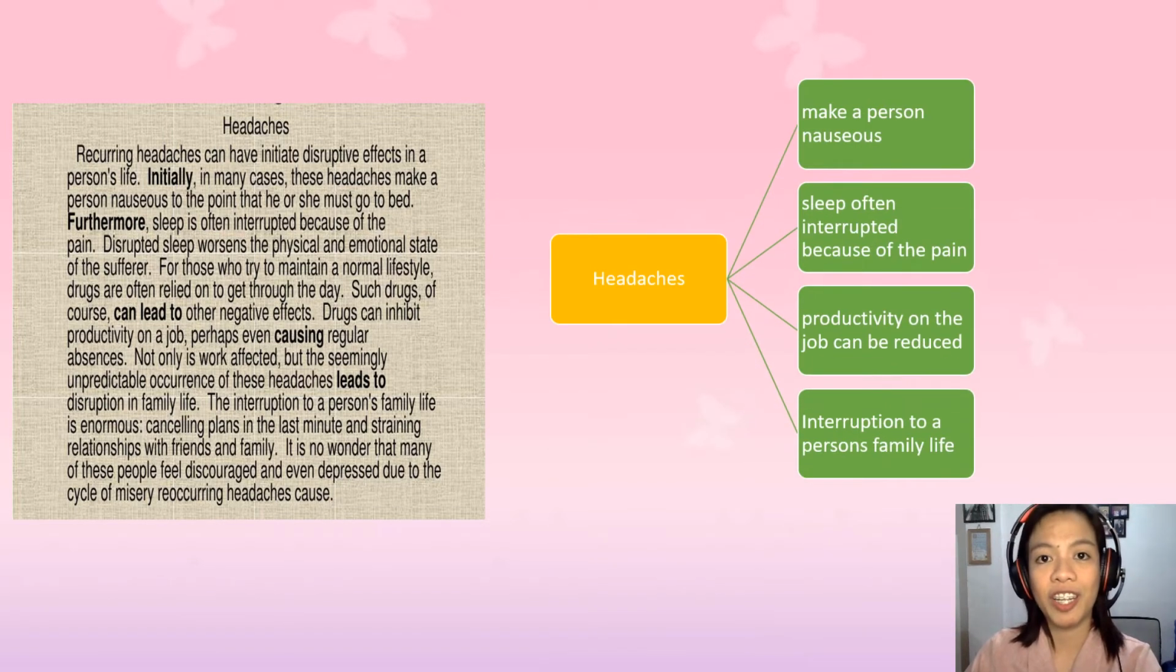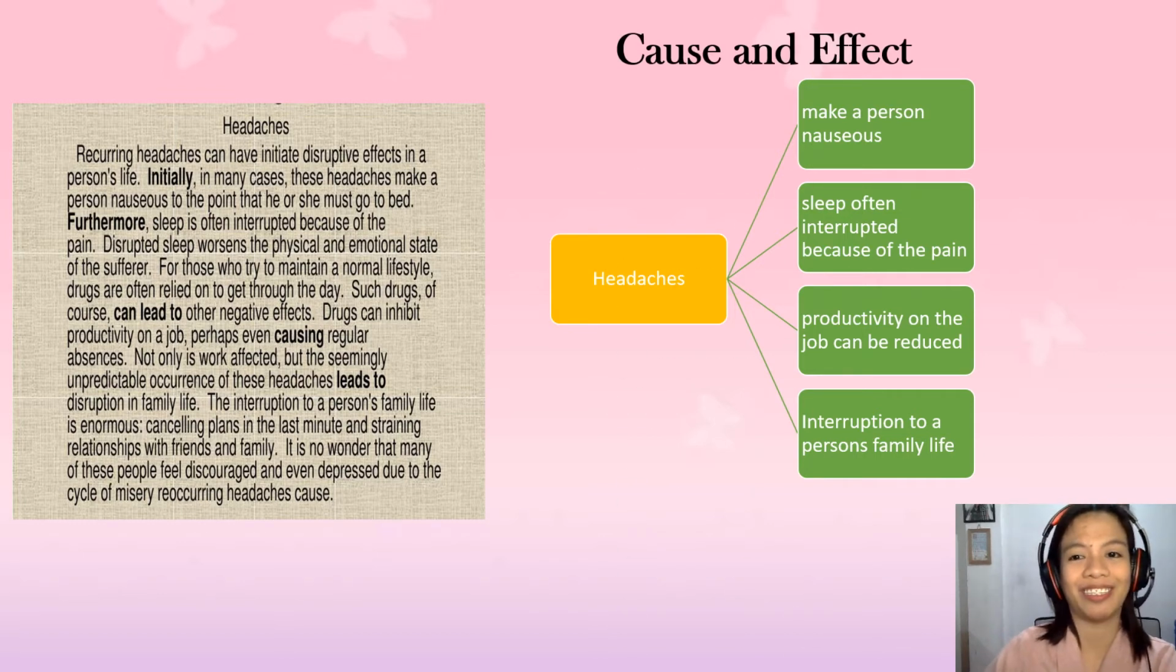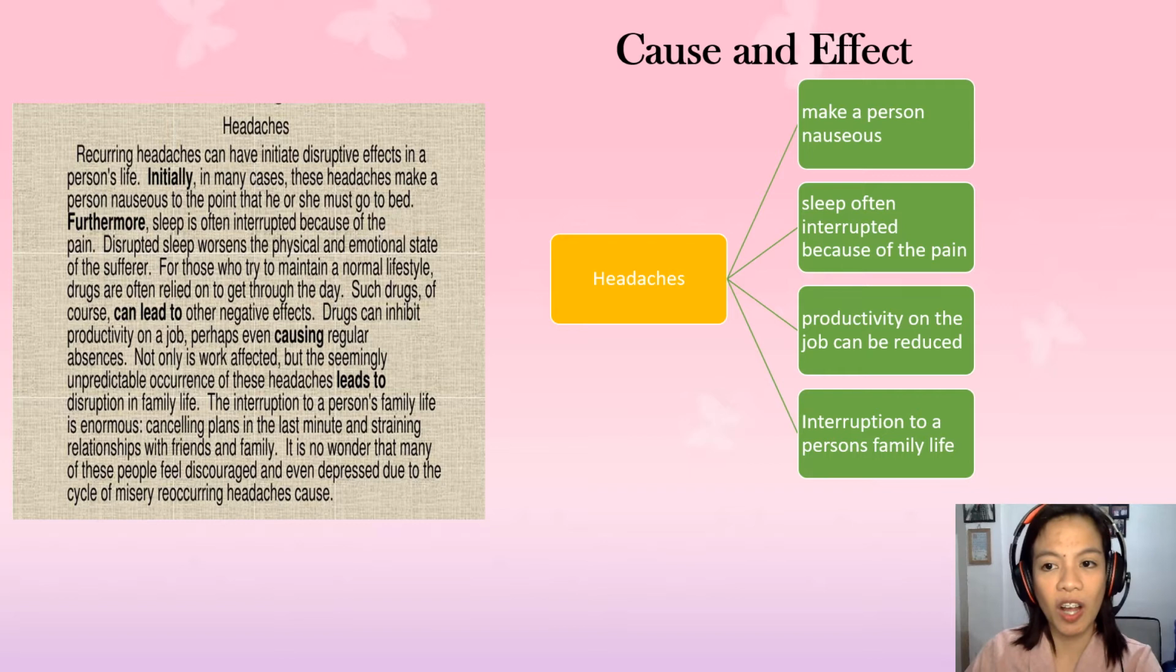Here's the graphic organizer used. What kind of graphic organizer is this? Yes, that's right. Cause and effect. Headache here is the cause, and the words inside the green boxes are the effects.